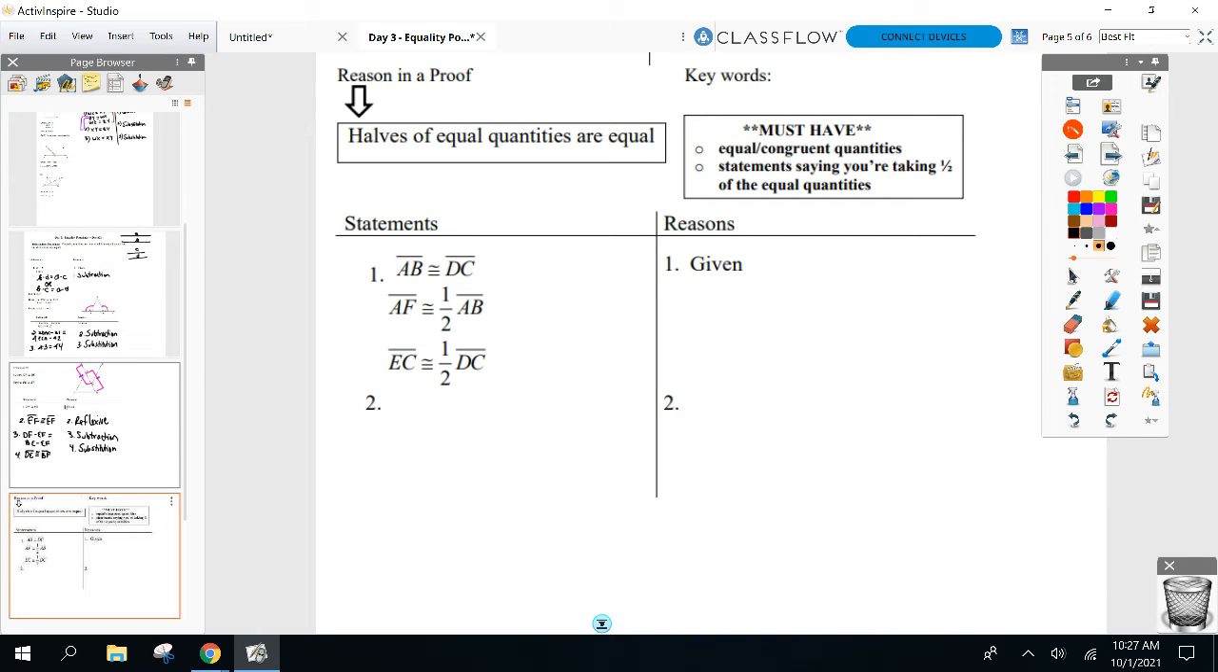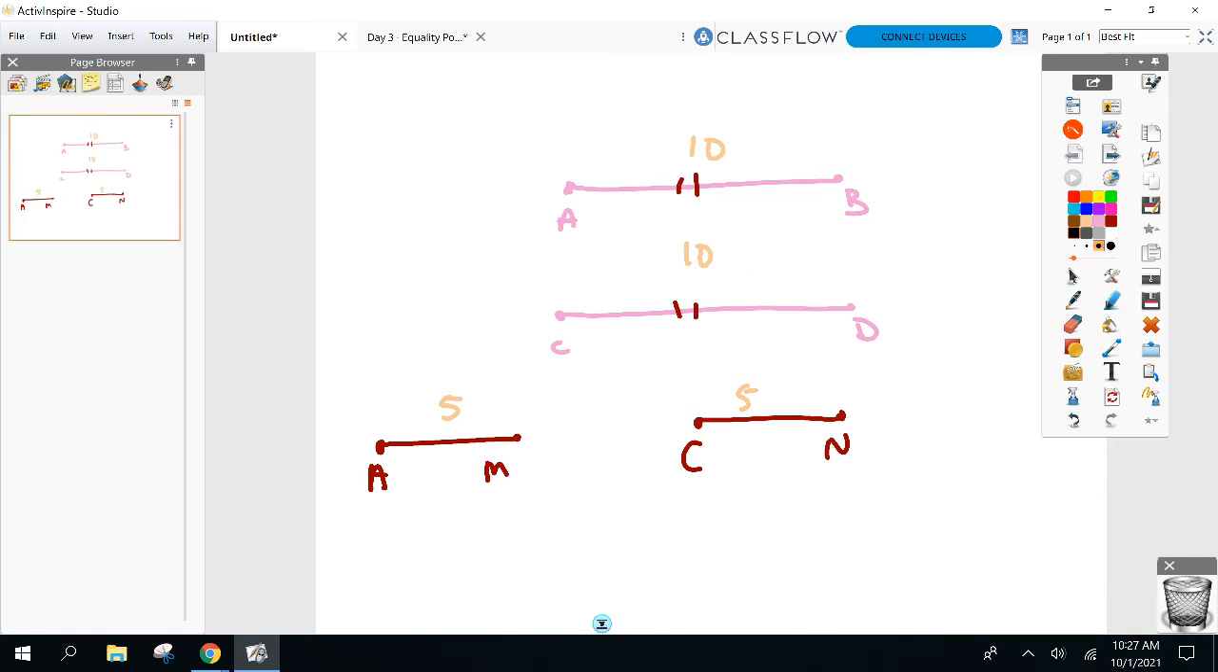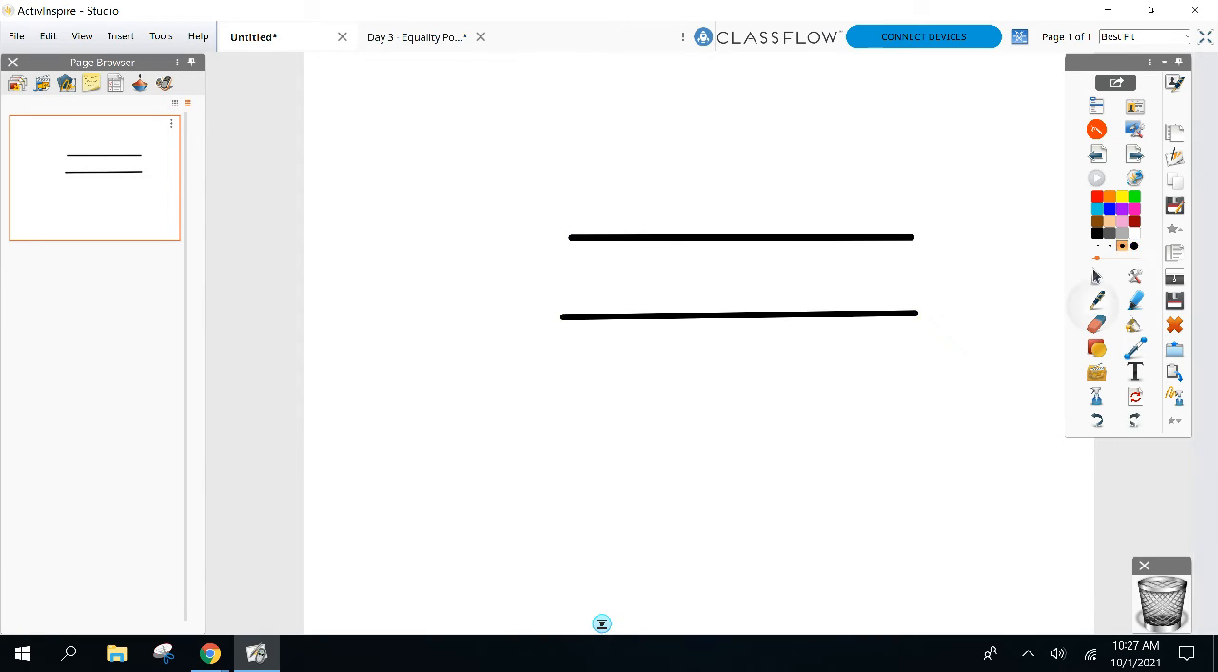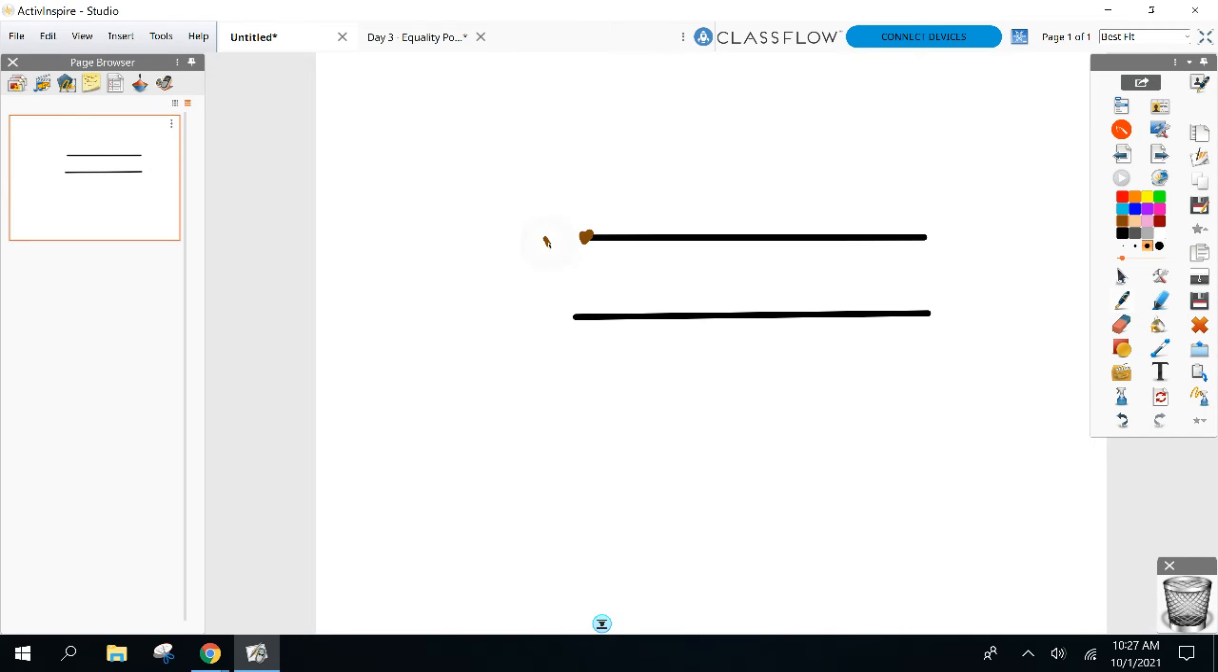All right, we're going to spend some time here today. Here's our final one for today. It's called halves of equal quantities are equal. All right. I just want a visual before we start. Don't copy anything down. What do I know about my line segments? Okay, they're congruent. That's what I marked on there. That's what the hash marks mean.